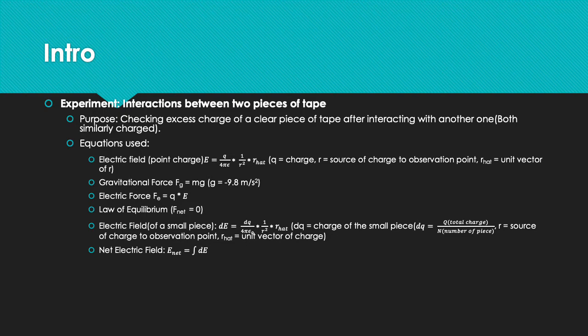We have the electric field of a point charge equation, the gravitational force equation, the electric force equation, and the law of equilibrium equation, in which we set the sum of the gravitational force and electric force, which are the only feasible forces in this case, to be equal to 0, in which they have the same magnitude. We also have the electric field of a small piece, which is dE, and we also have dQ in that equation, which is the charge of the small piece. And we have the net electric field of an object, which is basically the sum of the electric fields of the pieces that make up the object.